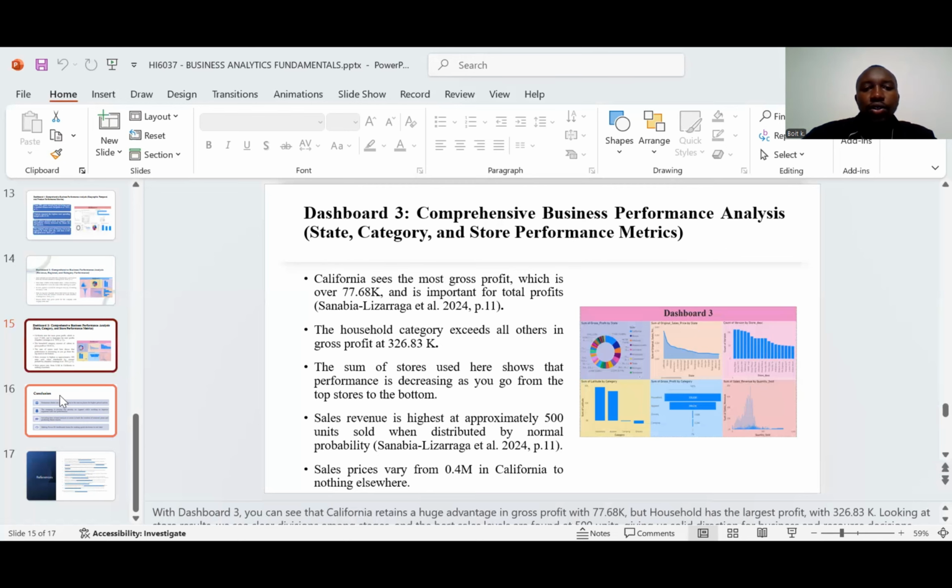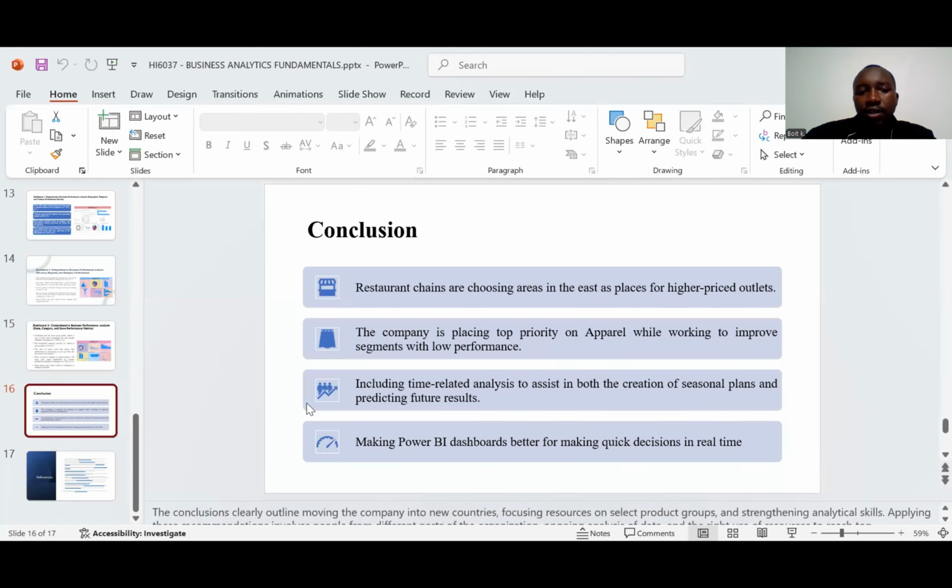So in conclusion, we are able to observe that restaurant chains are choosing areas in the east as places for higher priced outlets, and the company is placing top priority on apparel while working to improve segments with low performance, including real-time analysis to assist in both creation of seasonal plans and predicting future results. This also makes us conclude that Power BI dashboards should be made better for making quick decisions in real time.